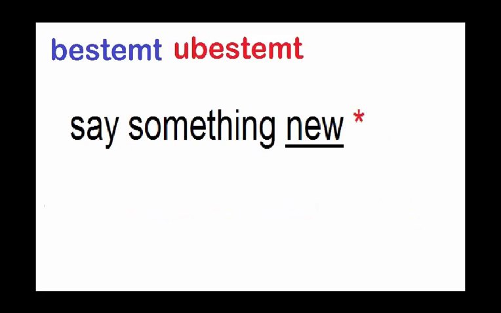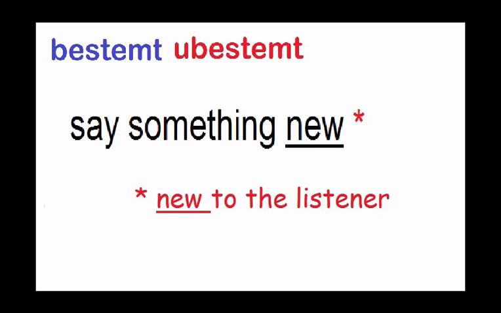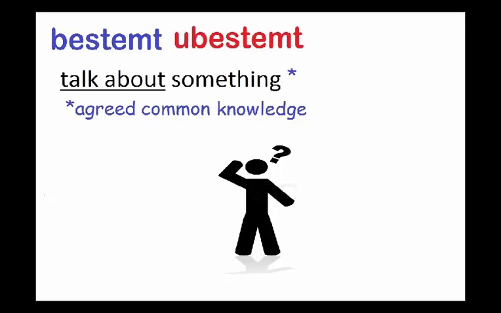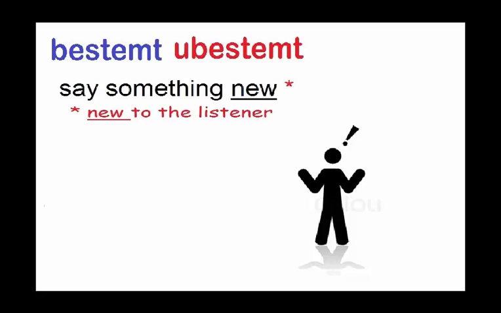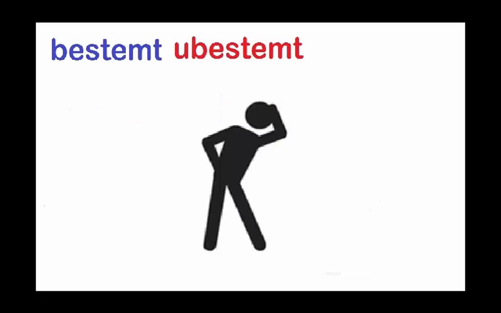And we say something that is new to the listener. If we break this rule, people will either say, "What are you talking about?" if we break the first rule, or "I already know that," if we break the second rule. Either way, we annoy people if we break one of the rules.